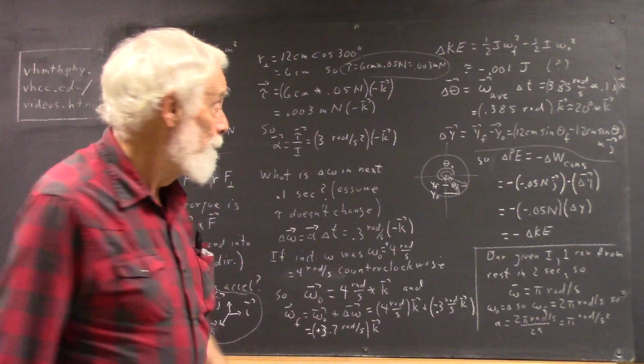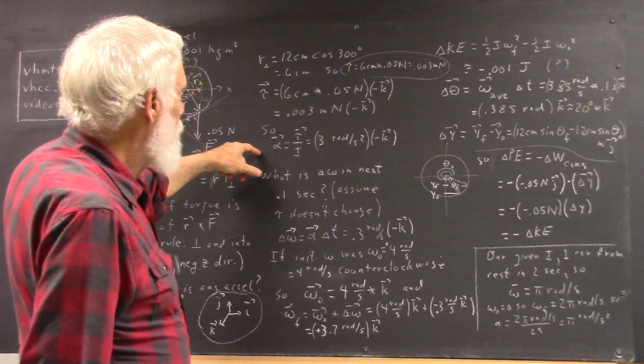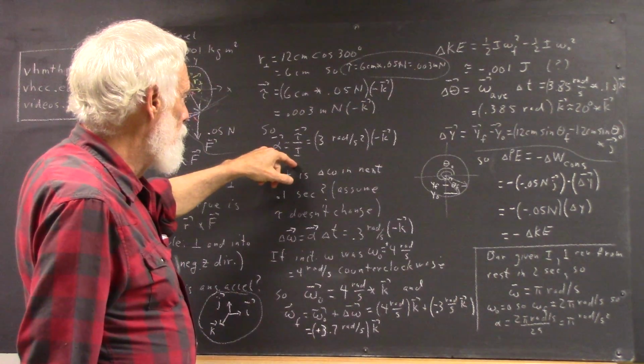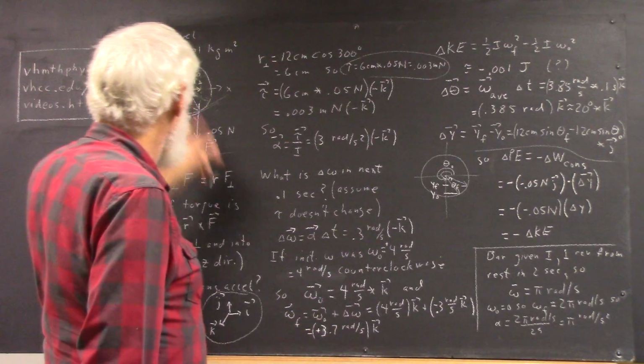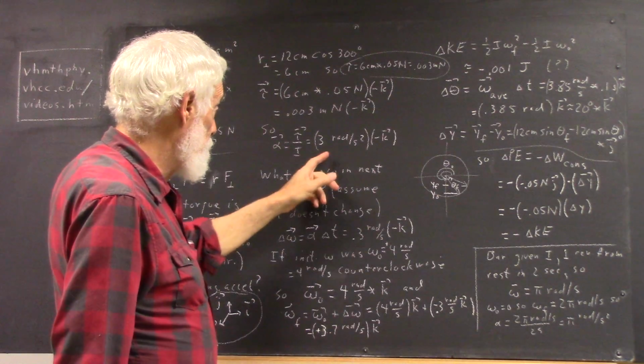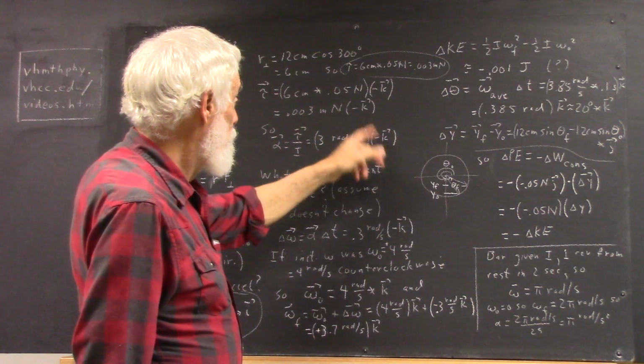But I recommend that you use meter newton just to make sure you don't confuse it with the unit of energy. Okay. At the side, we see that then the acceleration is the torque over the moment of inertia. Well, if I divide this by the moment of inertia, which is 0.001 kilogram meter squared, I get 3 radians per second squared, and that's still times the negative k.